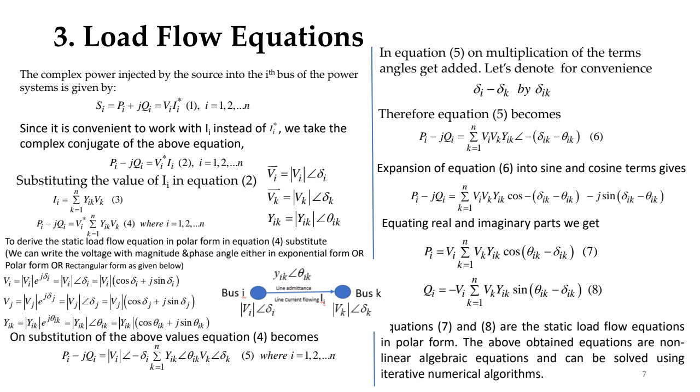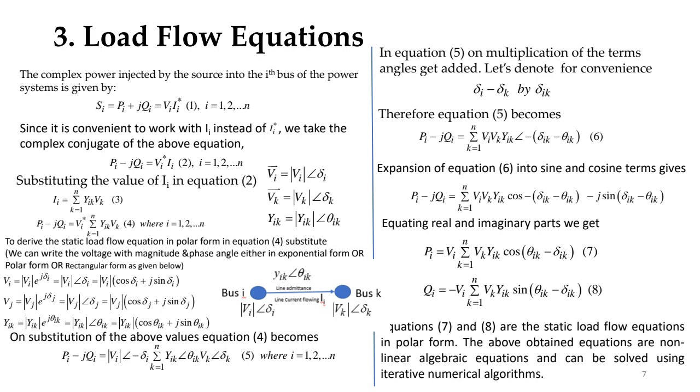Before pursuing that, we can see this SLD diagram. In the SLD diagram, bus i is the sending end bus and bus k is the receiving end bus. The voltage at bus i is Vi with phase angle delta i, and the voltage at the receiving end bus k is Vk with phase angle delta k. A line is connecting bus i and bus k. The current flowing into the bus is Ii, which we derived in equation number 3.